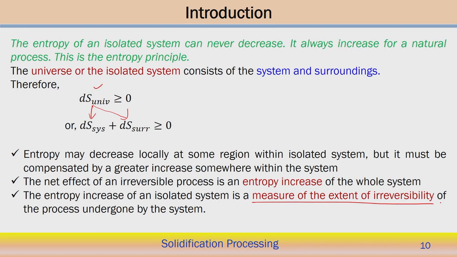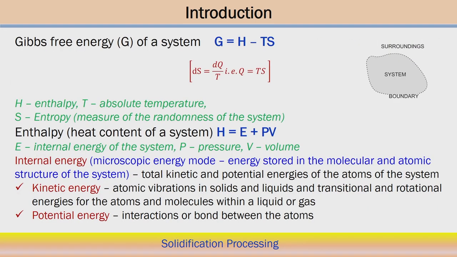So, randomness or irreversibility associated with any kind of isolated system is basically the interpretation of entropy. It is a measure of the extent of the irreversibility of a particular process within a system. We'll apply this entropy principle in further analysis of other aspects.